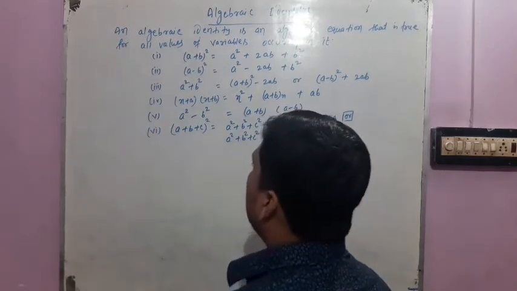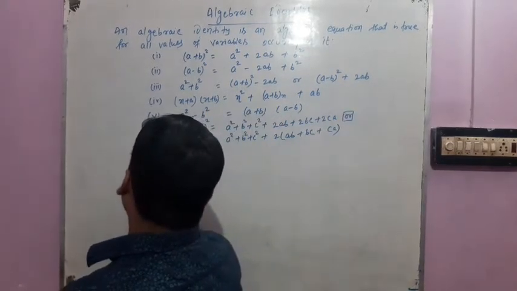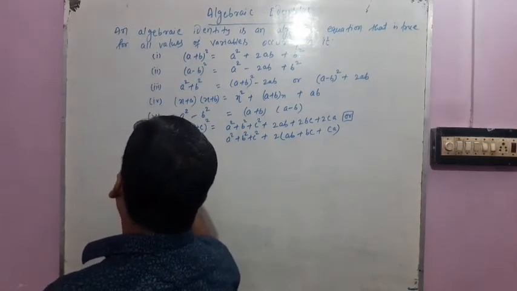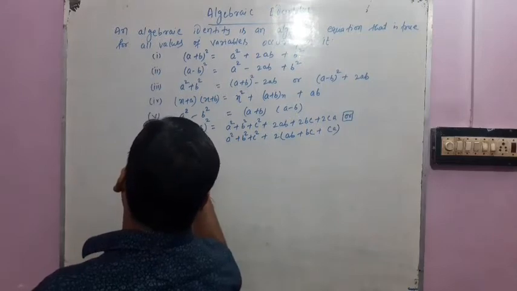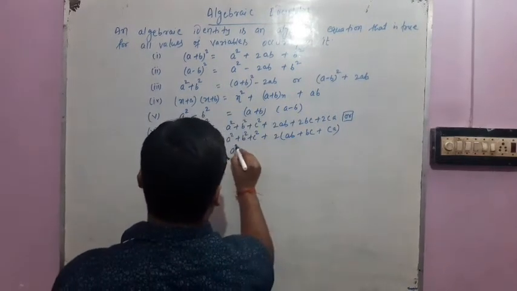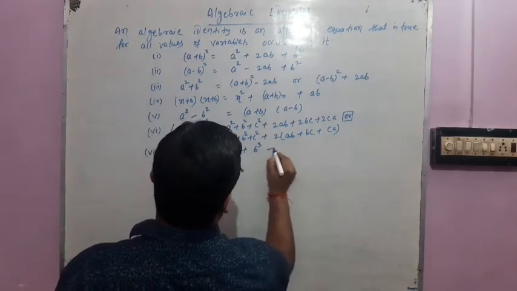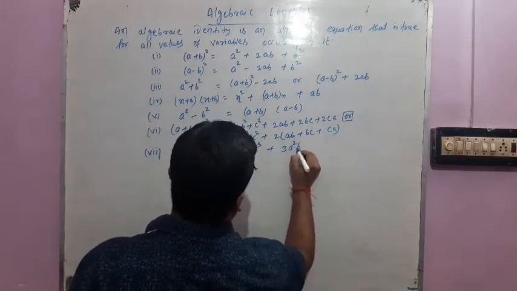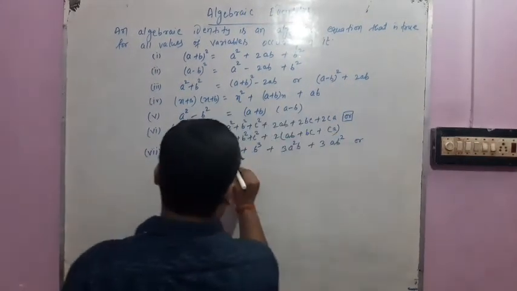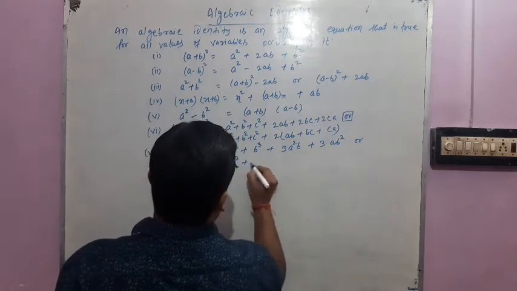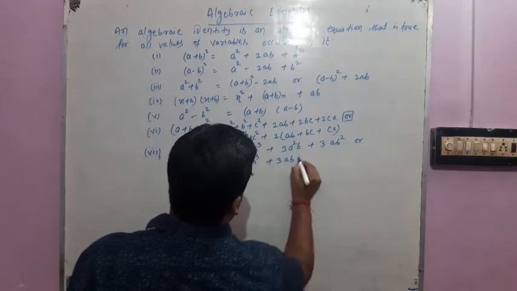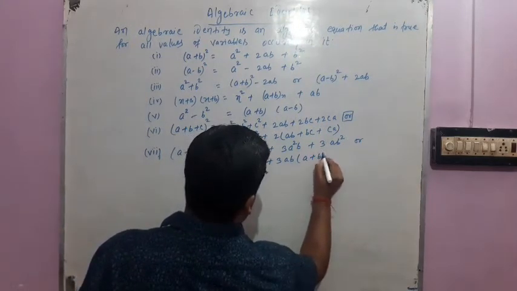ca. Okay students, now the seventh algebraic identity that you have to study in this class is the whole cube of a plus b. So the whole cube of a plus b is a cube plus b cube plus 3a square b plus 3ab square. Or you can also write it as a cube plus b cube plus 3ab into a plus b.